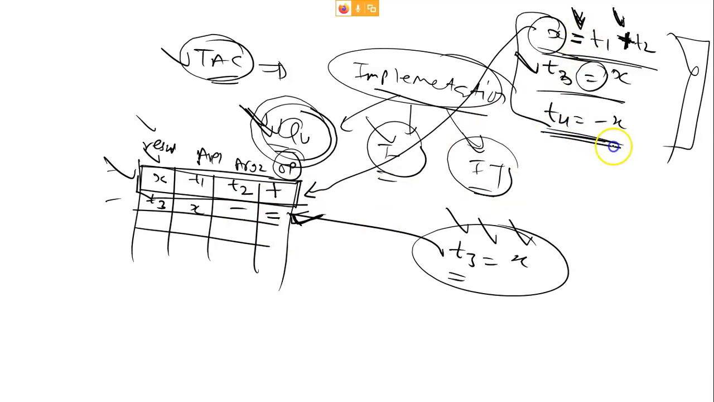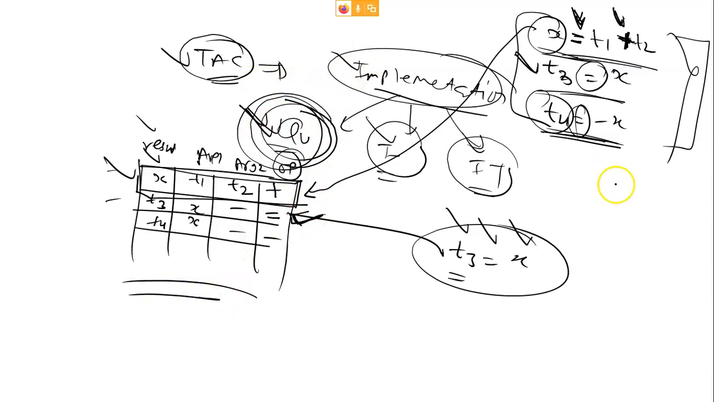Anyway, for t4 equal to minus x, this also you can very easily do. The result is t4, the argument 1 is x, the operator is minus. Here again we do not put the assignment, and there is no argument 2. So this is how you can do it. You can go through and see this quadruple in the Ullman book. And one more thing I will suggest. Okay, this is just my suggestion.